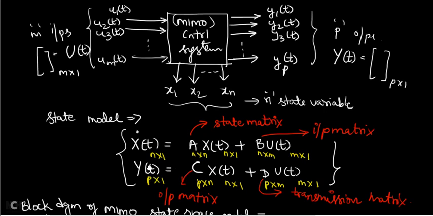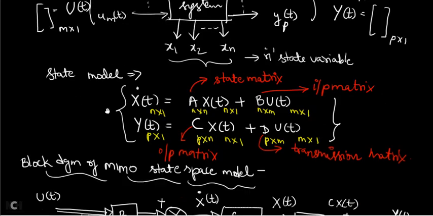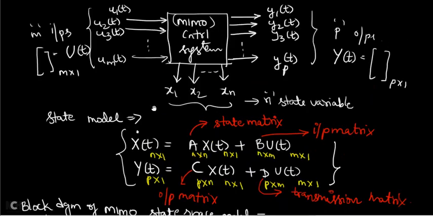Capital Y of t. Inside capital Y of t what will be there? Small y1, small y2, small y3, like that. Inside capital U of t what will be there? Small u1, small u2, small u3, small um, like that. So this is the expression for the state model for a multiple input multiple output system.